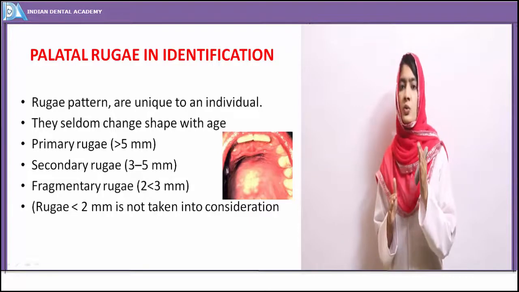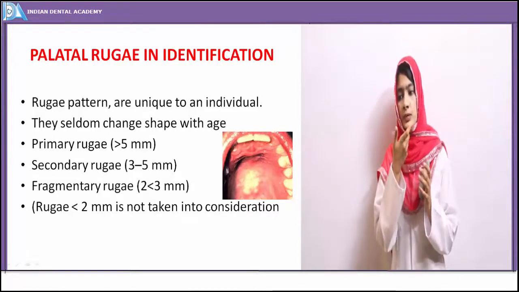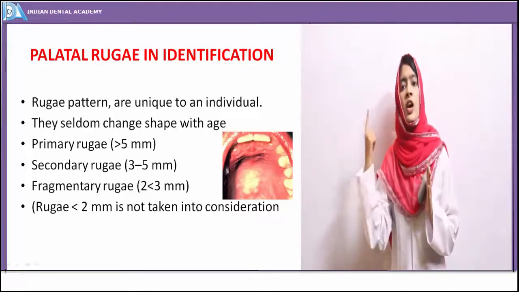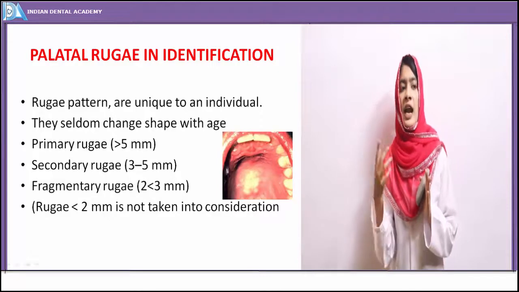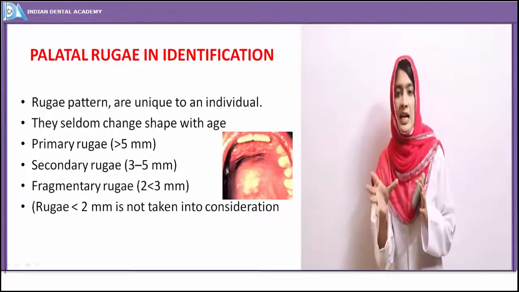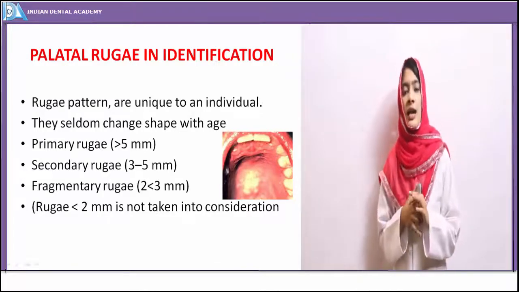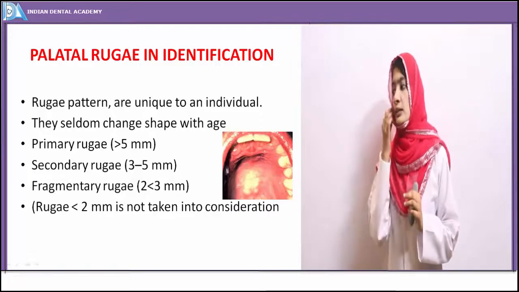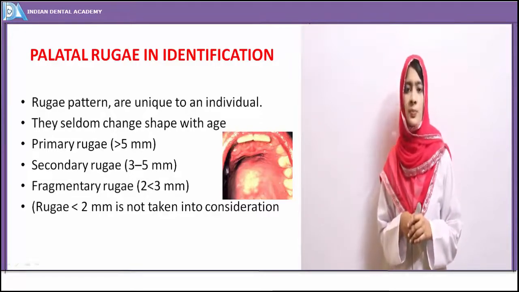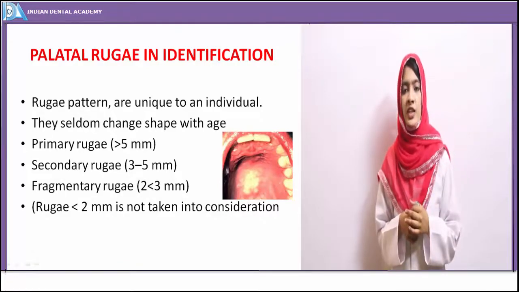So this pattern of rugae helps us in identifying the individual. You have to compare the structure of rugae, the pattern of rugae, to that of any antemortem data available. Antemortem data may be a denture of the patient available at home or any cast of the patient available at home. If you compare both, that gives the identification of the individual. And the rugae are unique in that they never change with age. They seem to show the same pattern throughout the life of the individual.